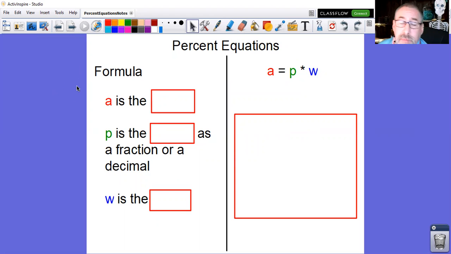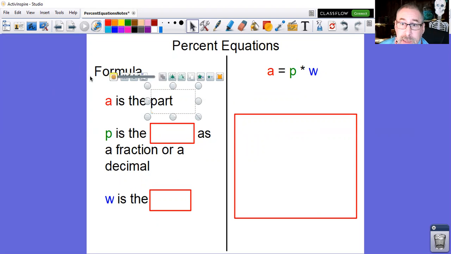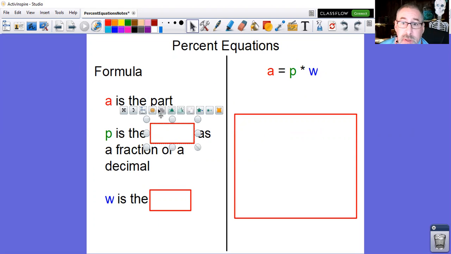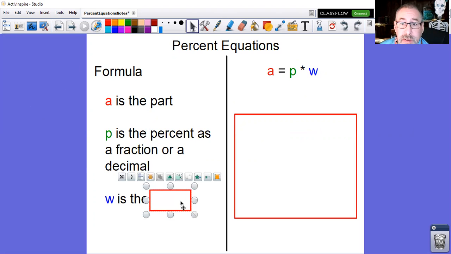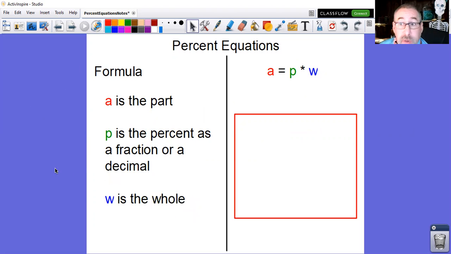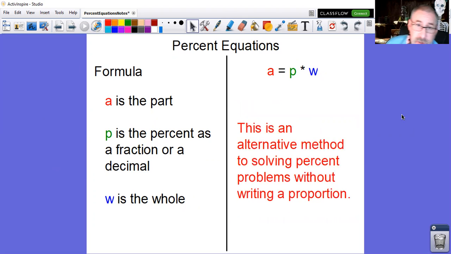And the formula for percent equations is A is equal to P times W, where A is the part, P is the percent, and W is the whole. So it works out that this is another method of solving percent problems without actually writing a proportion. Again, it's the part is equal to the percent times the whole.